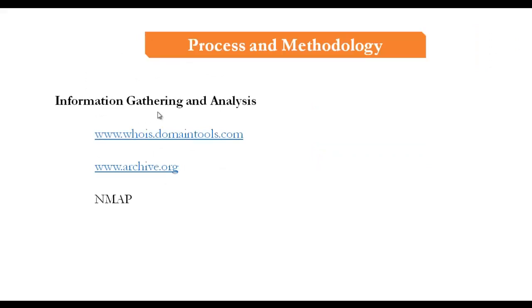Now the second step in process and methodology is information gathering and analysis. After doing the necessary planning and preparation with the organization, the next step is to gather as much information as possible about the targeted systems or networks. There are a lot of tools and online resources available for us to do this information gathering. Here are some examples of how we can gather information.